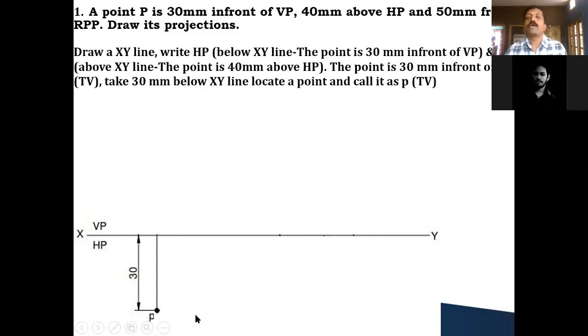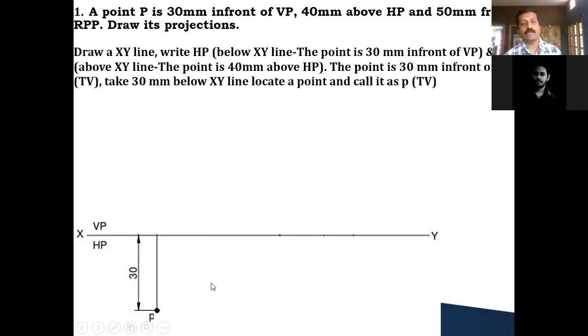Without a dash, if you name any point, it is understood that it is a top view. With a single dash, if you write the same letter, it is understood that it is a front view. With double dashes, if you are representing that point or the particular object, it is understood that it is the side view. So you mark one point, you call it P. So this completes your top view. Actually, you are drawing the top view.